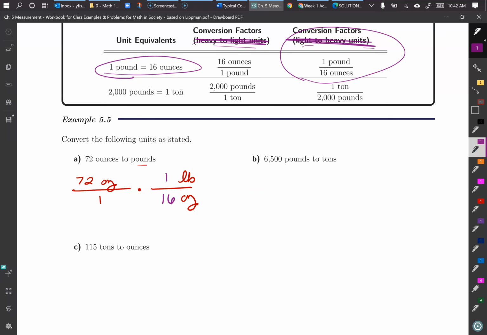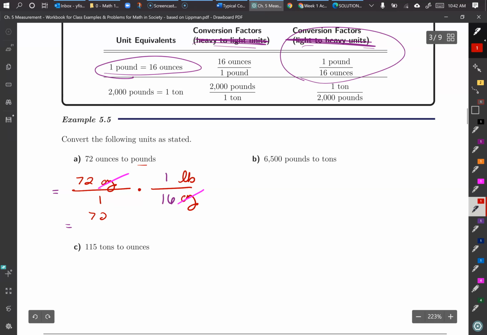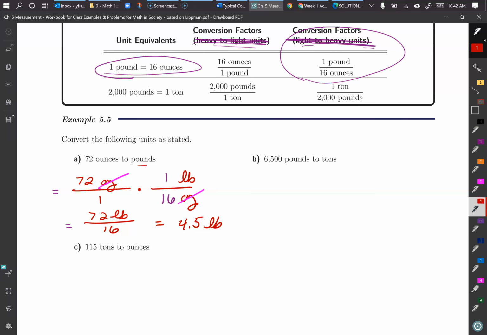When we go ahead and do this, we're just going to multiply across the top. But first we're going to reduce out our units there. So we would end up with 72 pounds divided by 16, and calculate that out. We get 4.5 pounds. So we should have a smaller number of pounds than we did ounces to be equivalent to that same weight. So that would be your answer there.